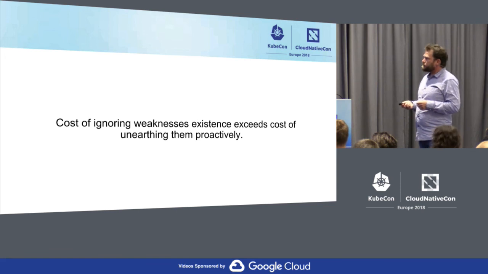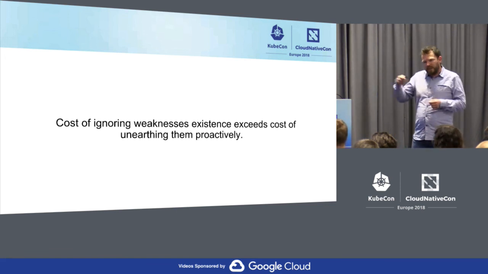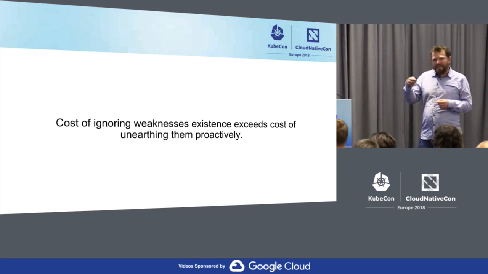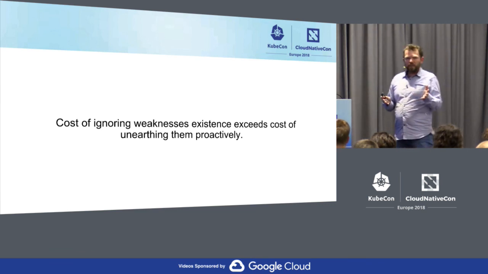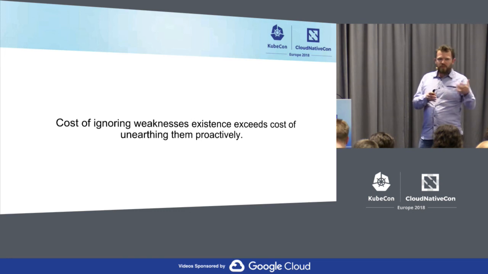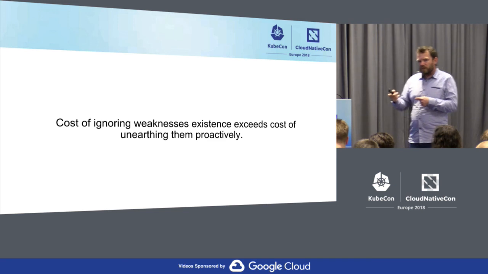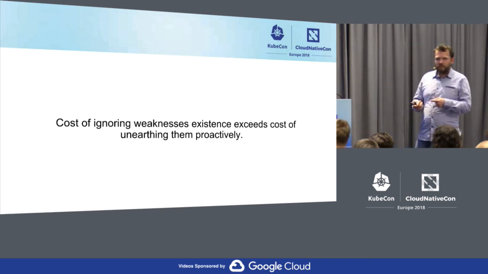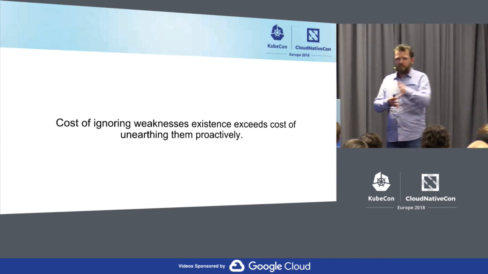So why chaos engineering? The cost of ignoring that weaknesses exist, not ignoring the weaknesses themselves, but ignoring that they exist. That's different here. You may know that a weakness exists, but you've made the choice to ignore it. That's fine. You may think that from a business perspective, fixing it is not that important, and that's okay. But not knowing about the weaknesses in your system is a danger for your business. It's going to exceed the cost of actually going and finding them. It's basically the same principle as testing, but brought to production.